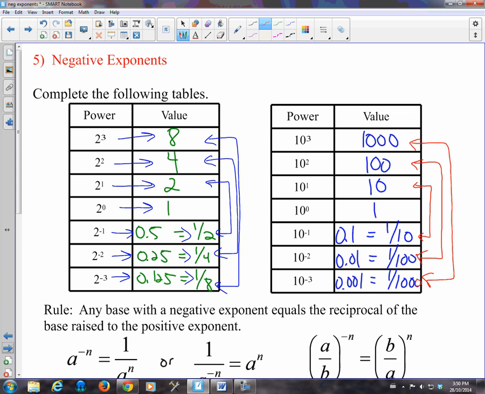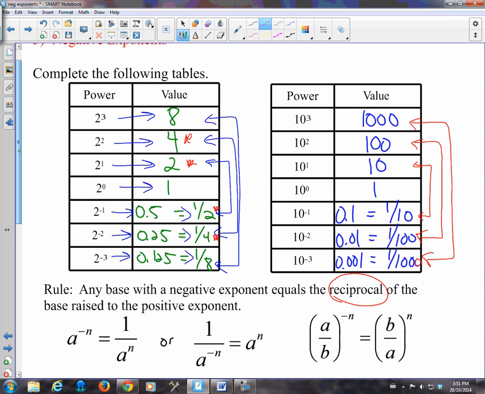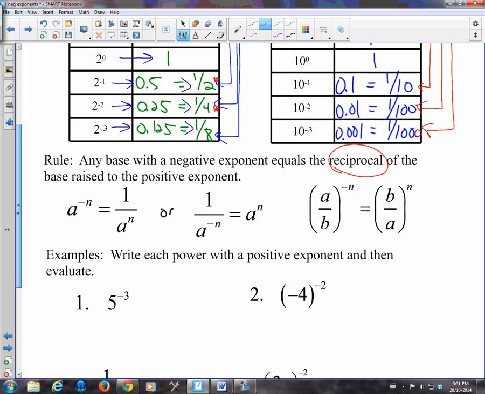So if you look at the table carefully, the pattern is 2 to the positive 1 is 2, but 2 to the negative 1 is 1 over 2. And 2 to the positive 2 is 4, and 2 to the negative 2 is 1 over 4. So a negative exponent basically equals the same as the positive exponent, except it's flipped around. And we call that the reciprocal. It's flipped around.